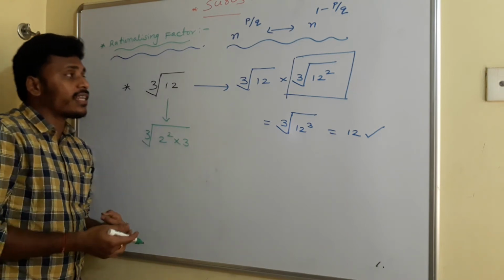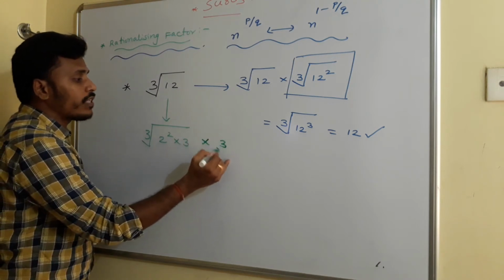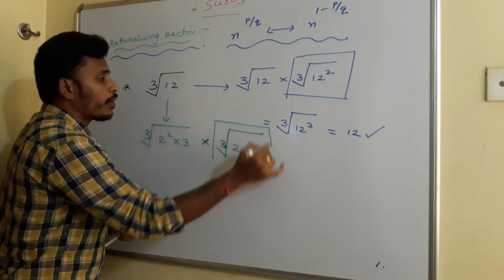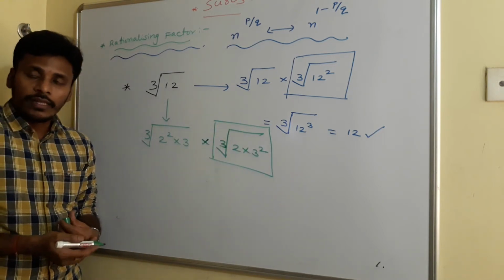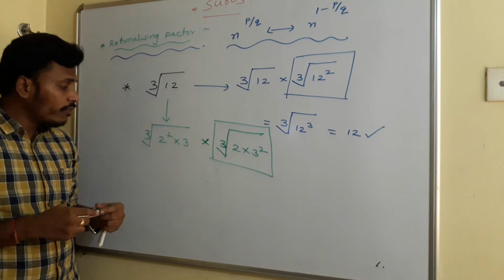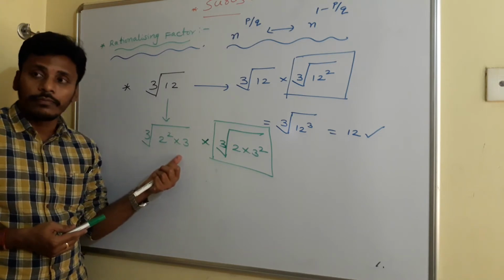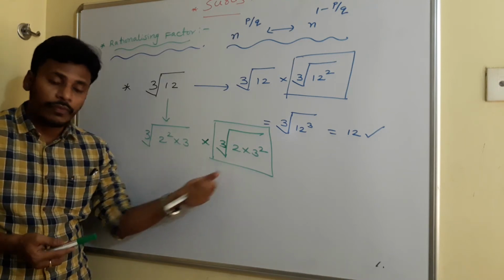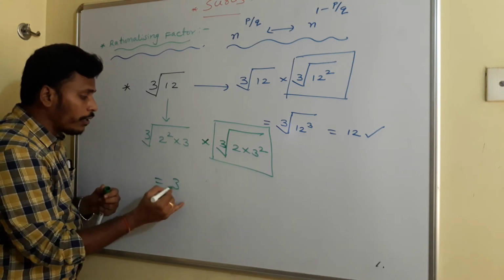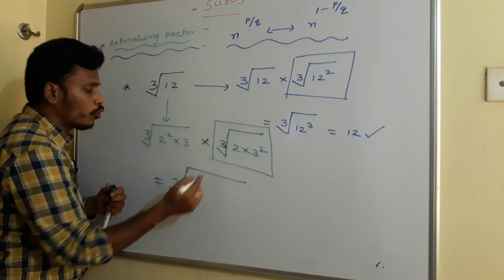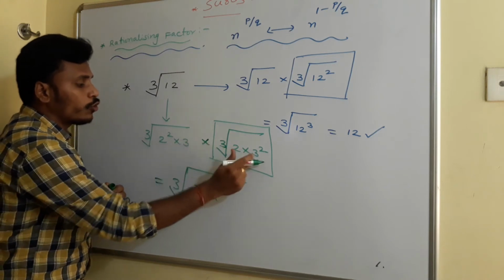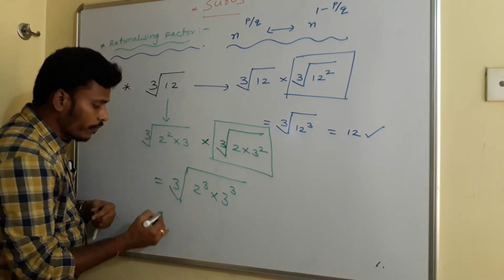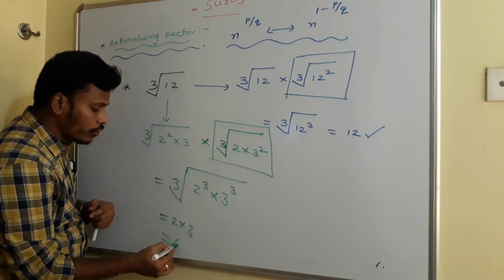To make it a rational number, I need to multiply with a number such that it is the cube root of 2 into 3 square. Now this is the expectation of another person. The given number is the cube root of 12. We can express it like the cube root of 2 square into 3. And if you multiply this with the cube root of 2 into 3 square, the result may be: 2 square into 2 is 2 cube, whereas 3 into 3 square is 3 cube. Under the cube root, you have three 2's and three 3's. The result may be 2 into 3, which equals 6.